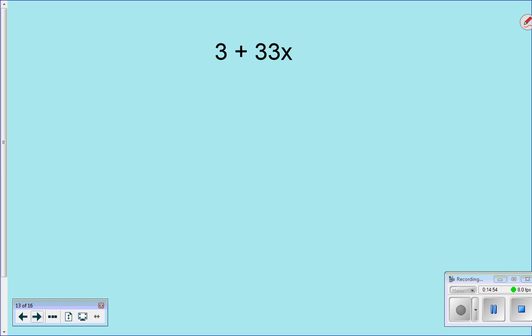Why don't we try this one? Let's talk about this one quick. You can do this one. Does it matter what order they're in? No, not at all.